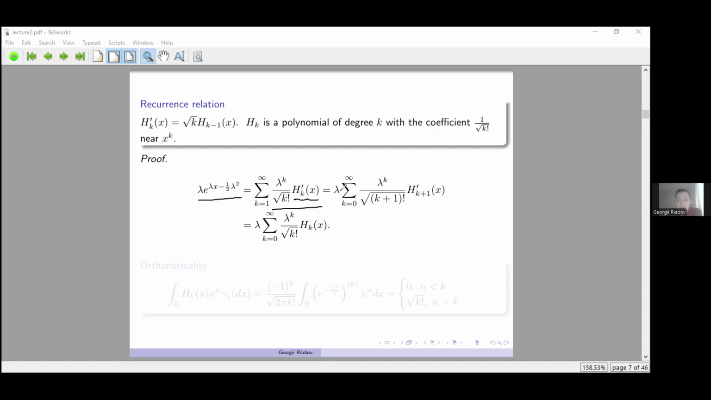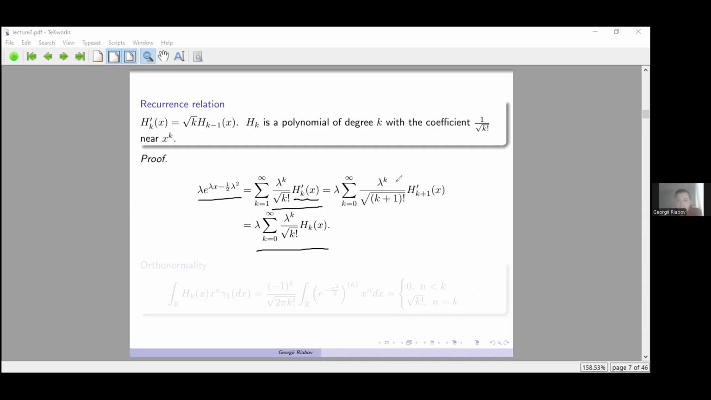Now take one power of lambda outside and write the sum not from 1 to infinity, but from 0 to infinity. This is on one hand, and on the other hand, we know that the exponent has the following representation.